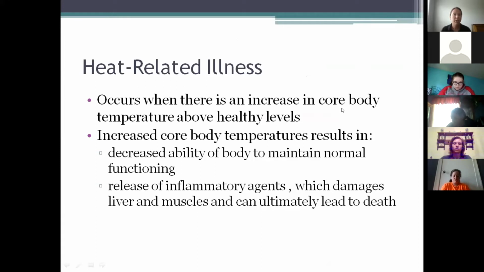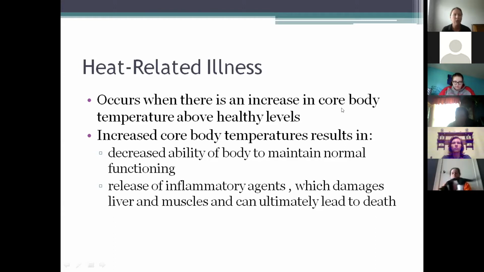Next, I want to change topics here and talk about heat-related illness, okay? For those that are in North Carolina right now during the summer, it is hot and humid, and this is actually going to be a key topic that I talk about with all members of our band and color guard as we approach band camp this summer. So first, what is heat-related illness?